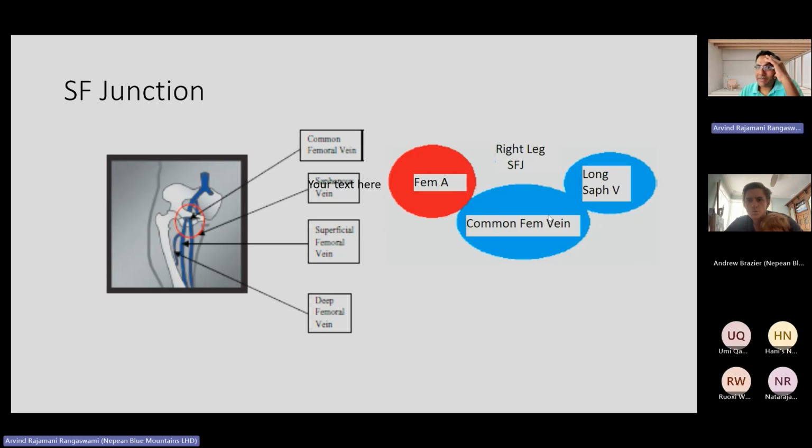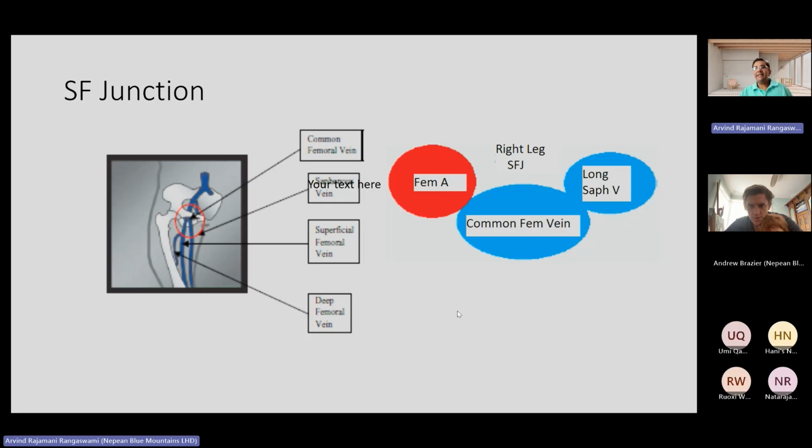Okay, the long saphenous vein drains into the common femoral vein. So when you're scanning, you will see these two structures, the femoral artery and the common femoral vein, as two distinct structures. And these two will actually be communicating. So there's no wall here. This long saphenous is going to drain into this. And when you're putting color Doppler, you'll actually see that there is free flowing communication between these two structures.